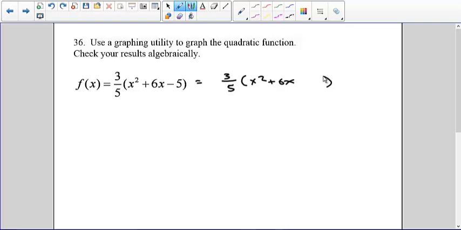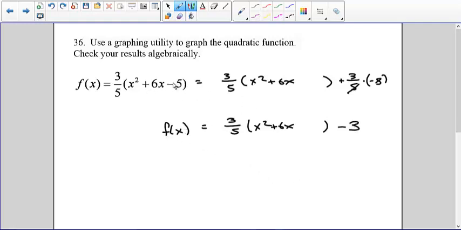and take out this term. So you'll have plus 3/5 times -5. So you can see those cancel out and become 1 and the negative sign. So you end up with 3/5 x squared plus 6x minus 3. So that's the function. All I've done is taken this term, separate it out, simplify it. Now I need to complete the square inside the parentheses.